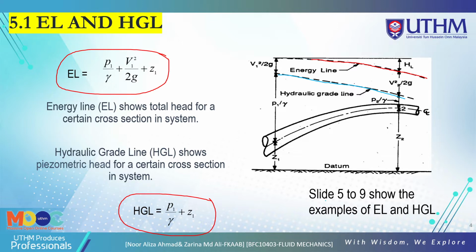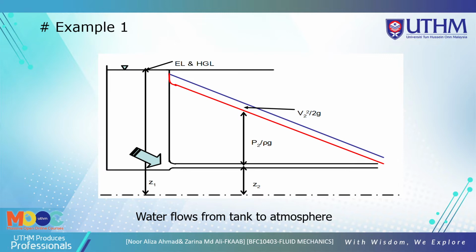Now we look at slides 5 to 9, which show examples of EL and HGL. This is example 1. The energy line is the blue line here, and the HGL is the red line here. Example 1 is based on water flowing from a tank, through this pipe, to the atmosphere.